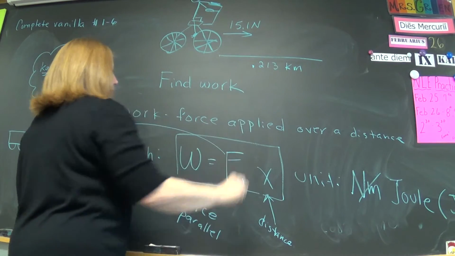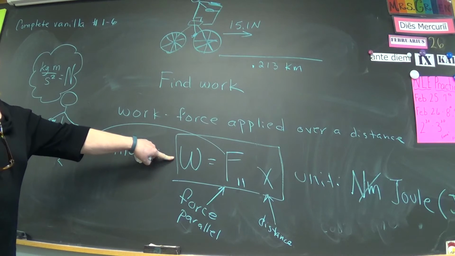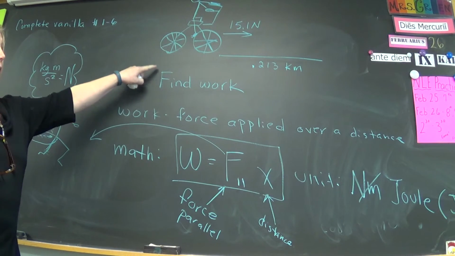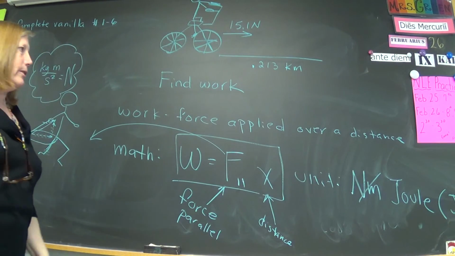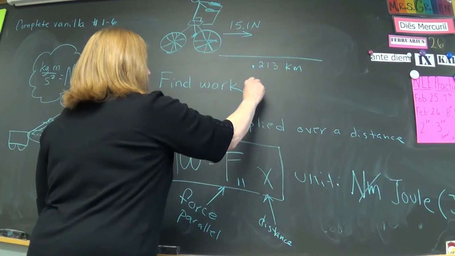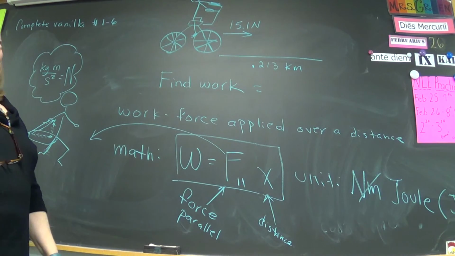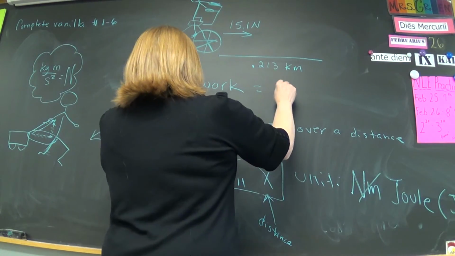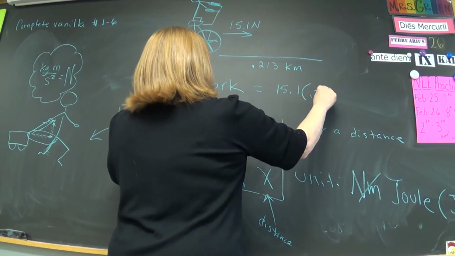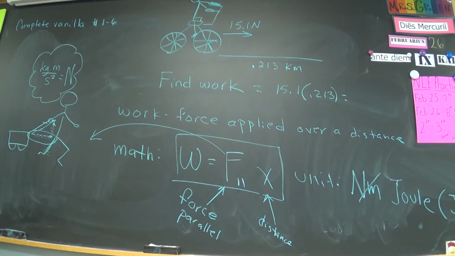All right. So use the rectangularized equation here to find the work done when the force parallel and the distance are given. So calculators out, on and tapping away. Someone? What are you going to do with those two numbers, Brendan? Multiply. Right, force 15.1 times distance 0.213. Do you have to change, and we've got like 3 sig figs going on? What? Do you have to change 0.213?